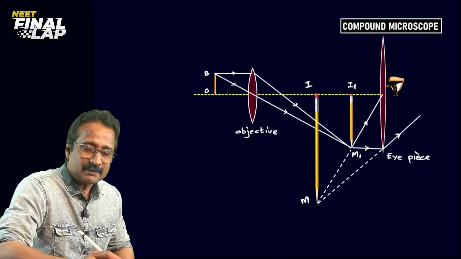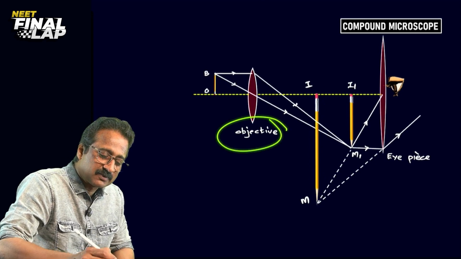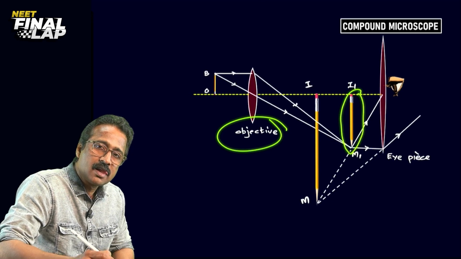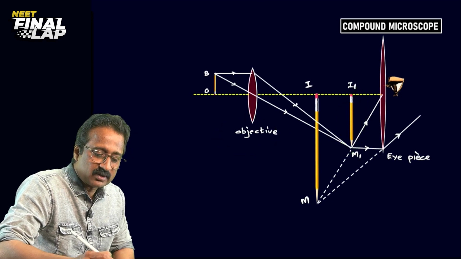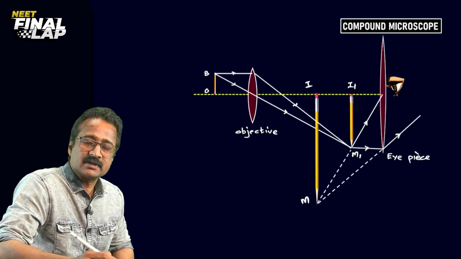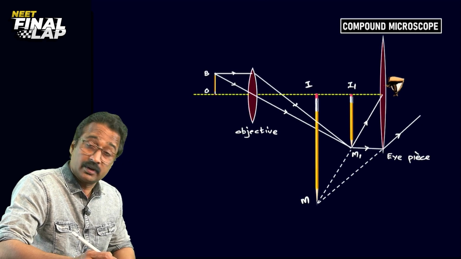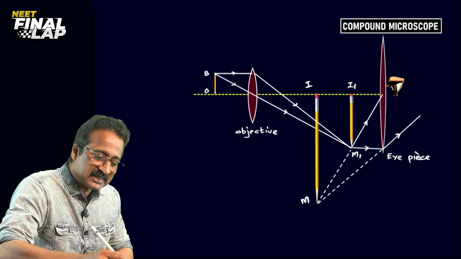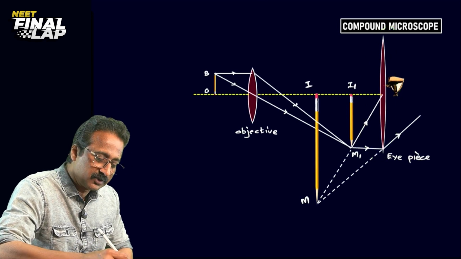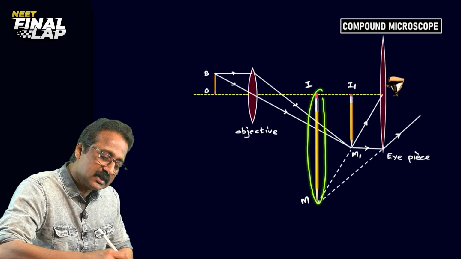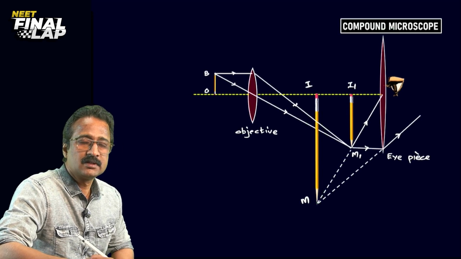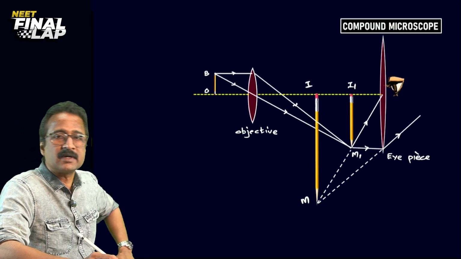So what has happened here? The objective lens has produced the first image, called the real image, I1M1. That's how I named it. That I1M1 is a real image, and it's already magnified. Now the second lens, called the eyepiece, produces a further magnified image, and that's a virtual image. This is how a compound microscope is functioning.